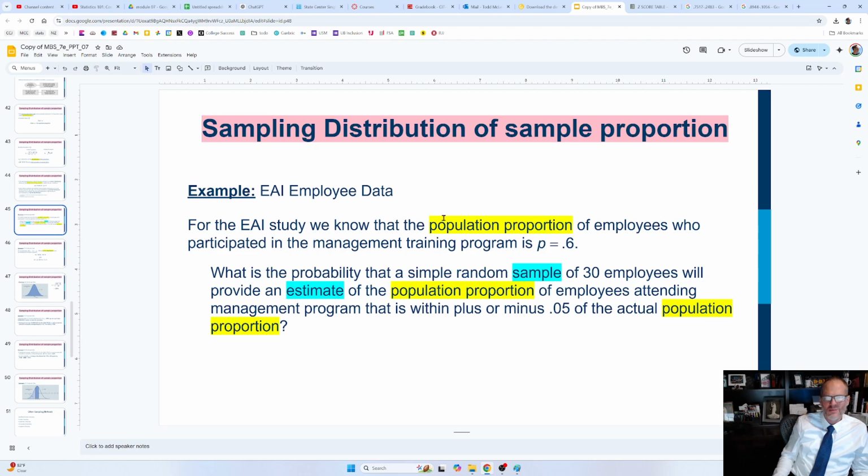So we know the population proportion of employees who participated in the management training program. What's the probability that a simple random sample of 30 employees will provide an estimate of the population proportion of employees attending the management program that is within plus or minus 0.05 of the actual population proportion?